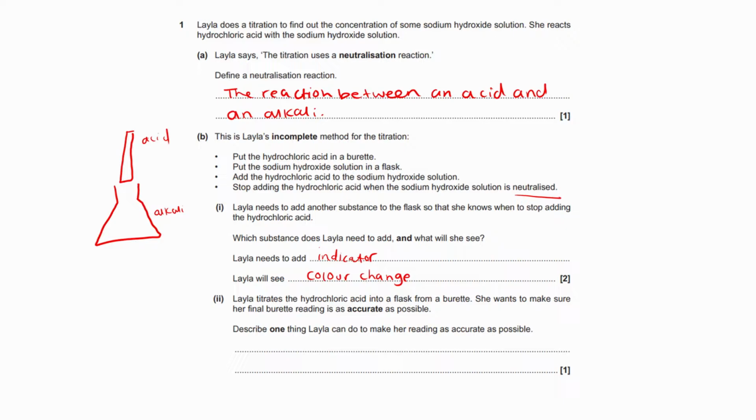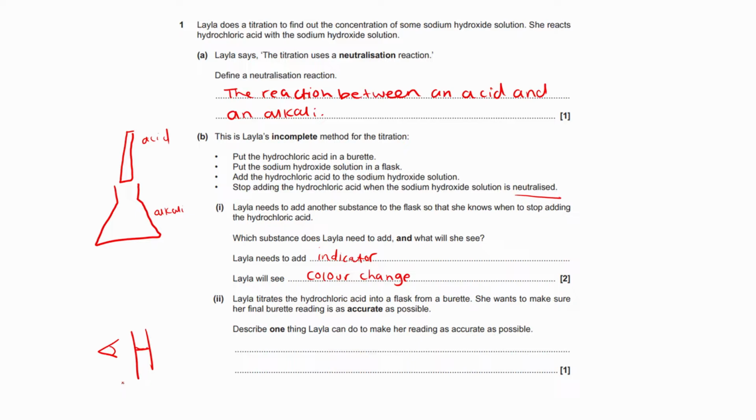Part II. Layla titrates the hydrochloric acid into a flask from a burette. She wants to make sure her final burette reading is as accurate as possible. Describe one thing Layla can do to make her reading as accurate as possible. So this is for 1 mark. There's a lot of different things we could have mentioned for this one, but obviously you need only one of them for the mark. So you could have said take a reading at eye level, so obviously to make your reading as accurate as possible.